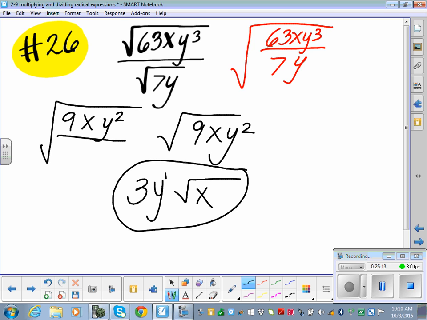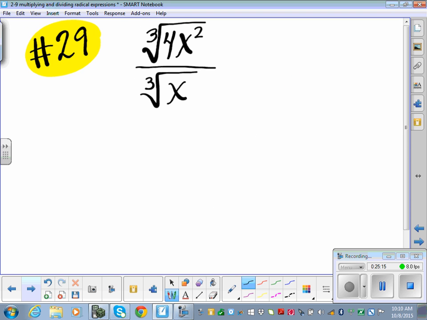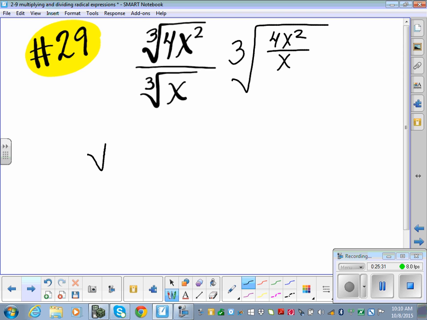All right, one more. Number 29. Let's do that. So we have the cube root of 4x squared divided by the cube root of x. So it's going to be easier on yourself if you bring them together. So I'm going to say the cube root of 4x squared over x and simplify it. So then we still have the cube root of 4 doesn't go down with anything, so we still have a 4 on top. And then x squared divided by x is x. So our denominator is gone again. So all we have is the cube root of 4x.